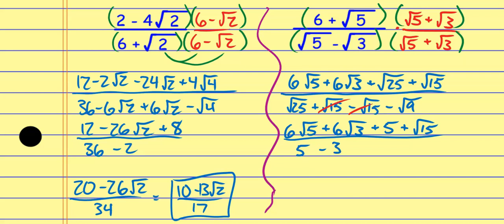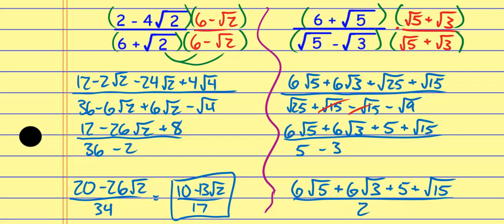And now once again, I can continue to simplify by combining like terms. There's not much to do because in the numerator, there's not really anything that I can combine. In the denominator, I have 5 minus 3, which is 2. And so now once again, I've accomplished the goal of getting a denominator that no longer has a radical.